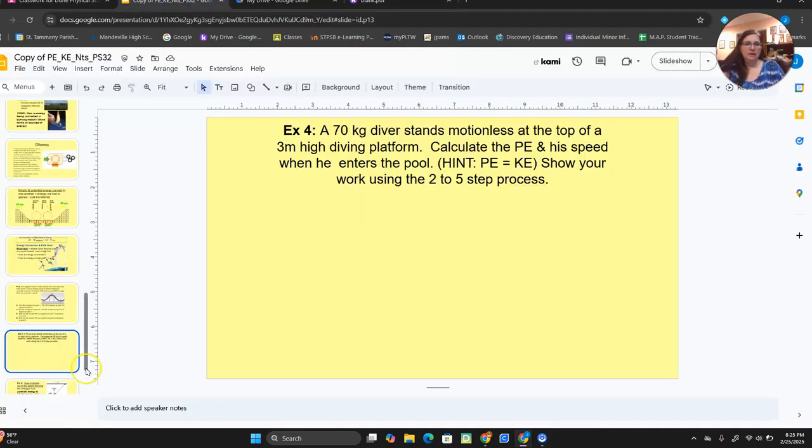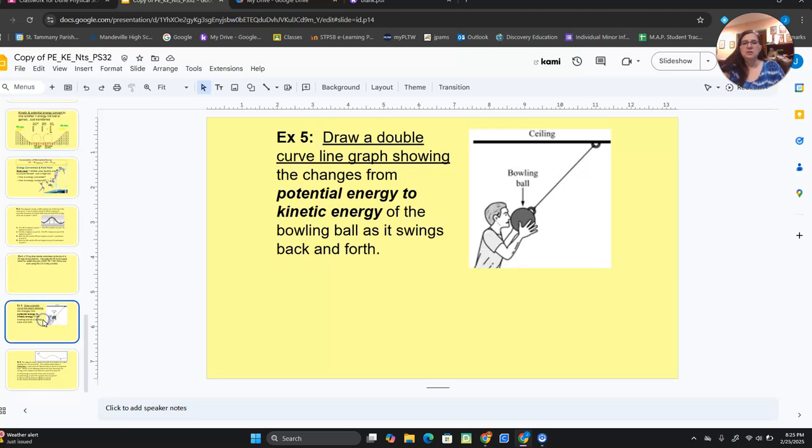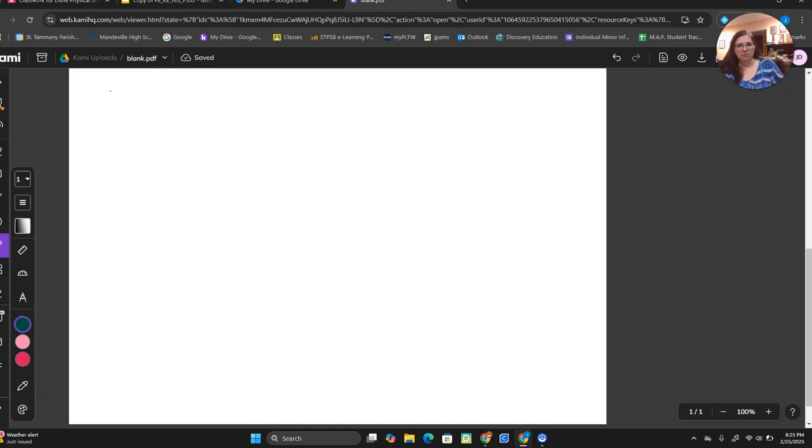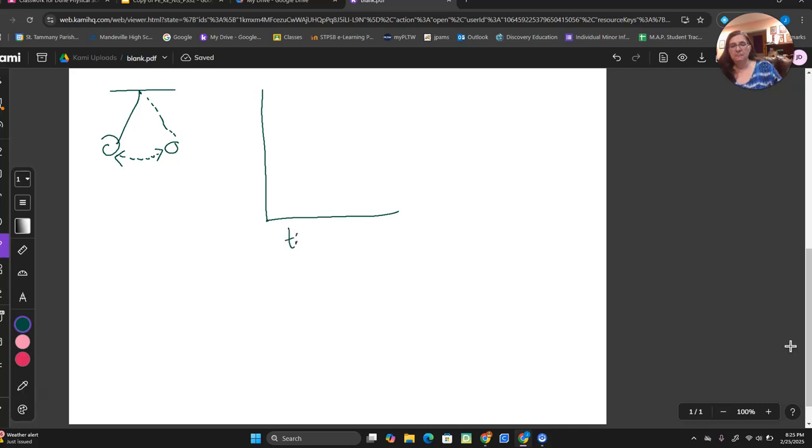All right, the next slide talked about drawing this double curve line graph showing the changes in potential energy as the bowling ball swings from one side to the other, back and forth. So here's our picture of what this looks like. I've got my bowling ball here. It's going to swing this way until it's over here, and then it's going to oscillate, moving back and forth between those two positions. So we're going to draw our graph where we've got the position here, our x coordinate, or the time of the swing.